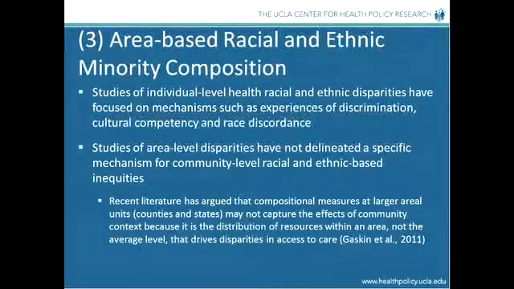The studies of area-level disparities have not delineated a specific mechanism for community-level racial and ethnic-based inequities. However, part of it could be the measurement at what level. Recent literature has argued by Gaskin that compositional measures such as racial and ethnic minority composition, the percent, for example, percent non-minorities, percent whites, percent Latinos in a neighborhood, may not capture the effects of community context, because it is a level measure, not a distribution measure of resources within an area. So it's not the average level that drives the disparities in access to care, but the distribution.